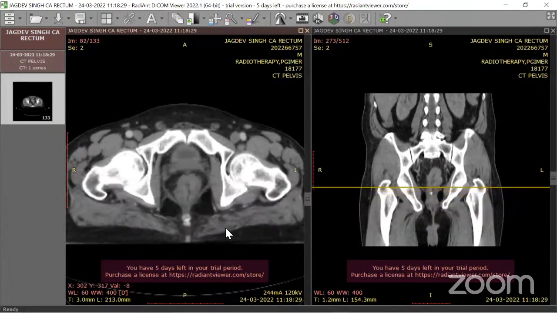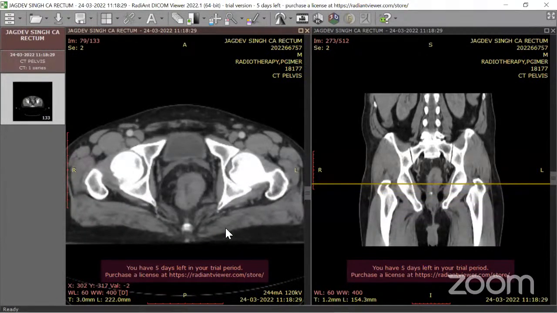Then we boolean all things, and then we give a margin of 1 centimeter, which will be your final PTV volume, and we prescribe the dose to that volume. Are there any doubts?